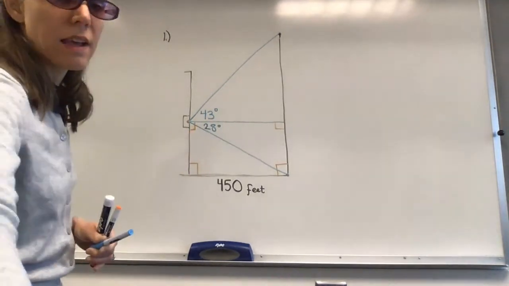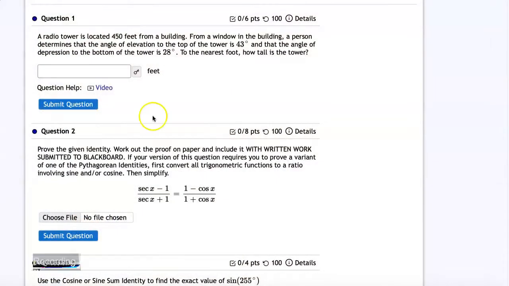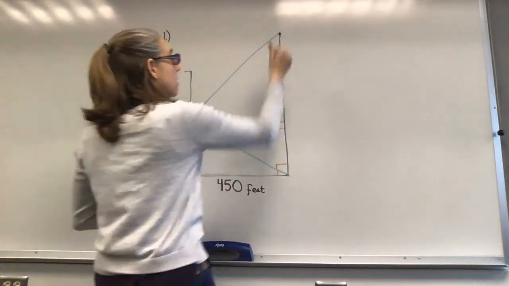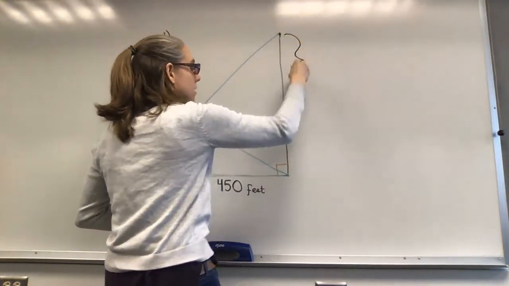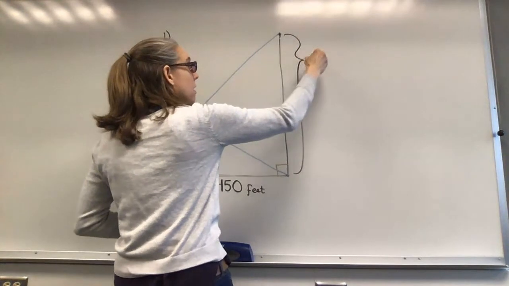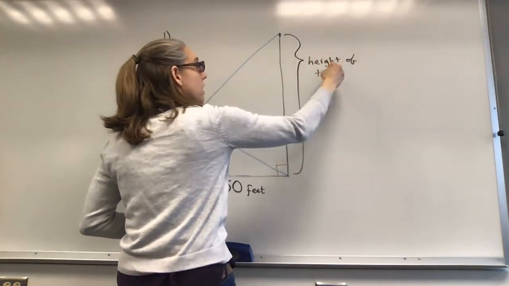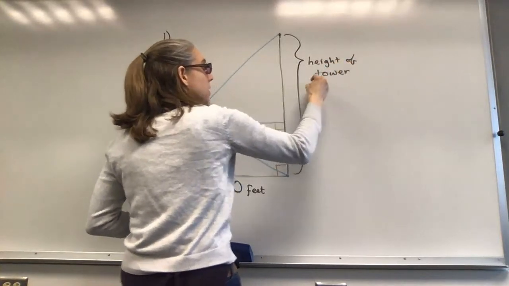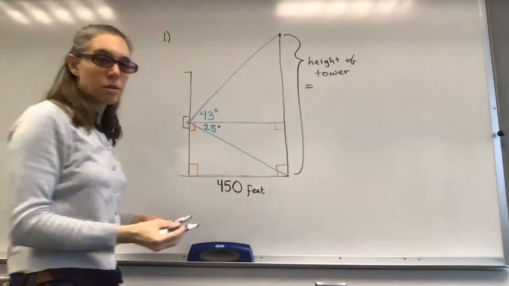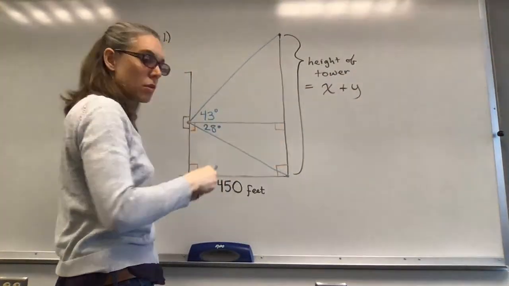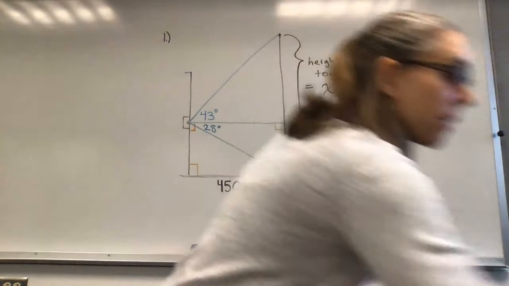And the question is saying, to the nearest foot, how tall is the tower? So that means that I need to figure out this entire height. But we're going to find the height of the tower as the sum of two parts. And I'm going to call my two parts x and y. And so I'm going to need to label x and y in my diagram.